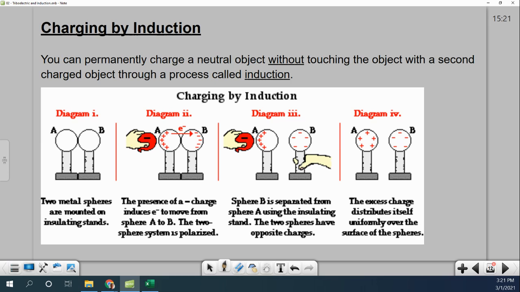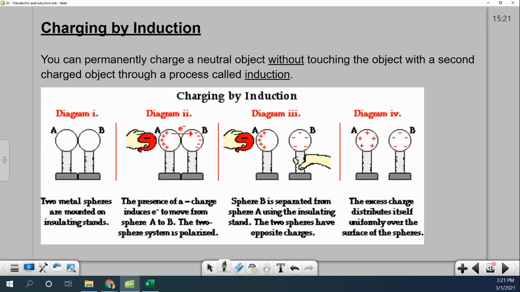But can we charge without direct contact? Well, we can charge by induction, which is kind of cool. You still need to touch it, but you're not touching it with a charged object. Let's talk about that here. You can permanently charge something neutral without touching the object with a second charged object through a process called induction. Now, here's the basic diagram of it.